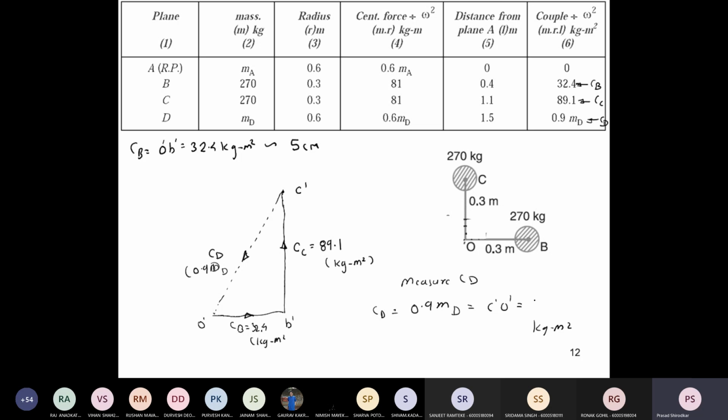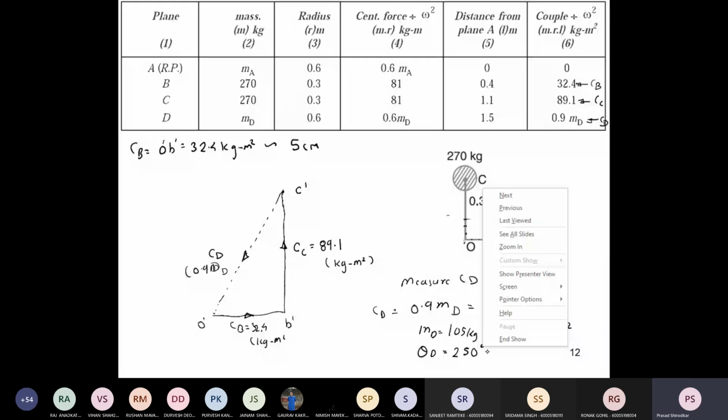So I calculated this value and I got it as 94.5 kg meter square. So MD, I got it as 105 kgs. Sir, 111. 107, na? That is fine. 111 is also okay. And theta D is equal to 250 degrees.